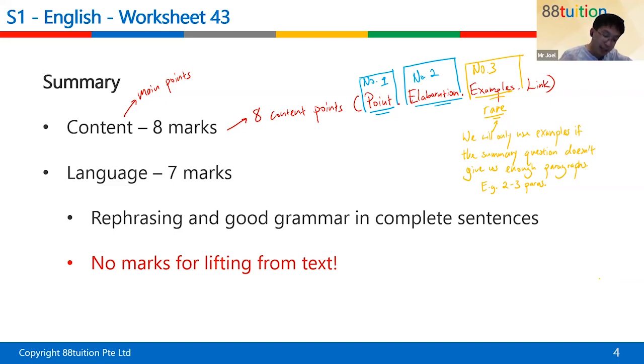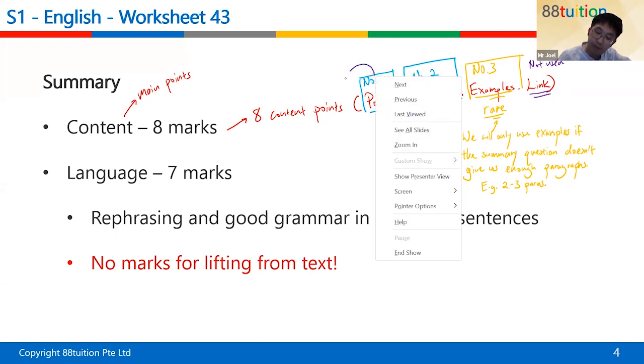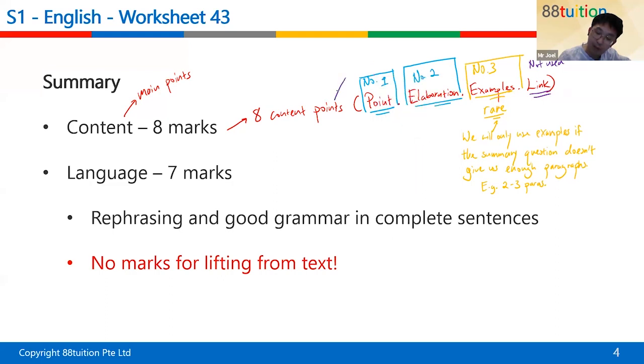And lastly, link. We never use links to be considered as part of our 8 content points. We don't use links. We only use main points, which are the best to make up our content points, and we might use elaborations. Examples are rare, so I'm not going to draw a line over. Mostly we would be looking for main points and elaborations to make up our 8 marks here.